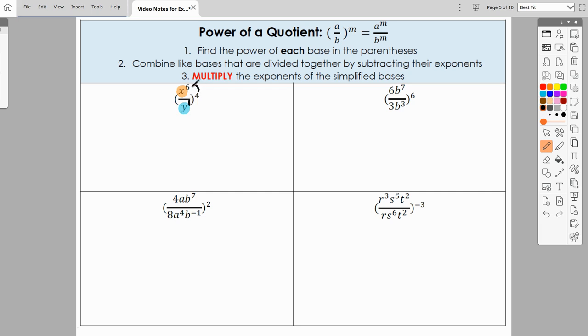We then multiply the exponent outside, because I cannot simplify 2 different letter bases. So that would be x to the 6 times 4 in the numerator, and y to the 1 times 4 in the denominator. Final answer will be x to the power of 24 and y to the power of 4.